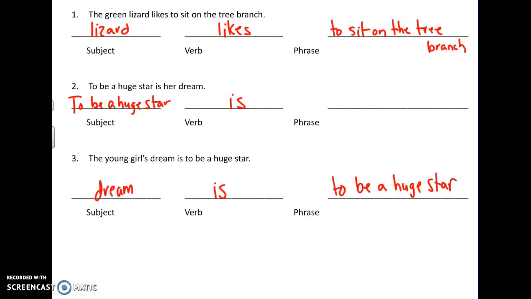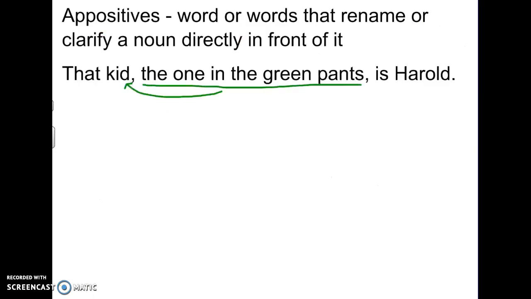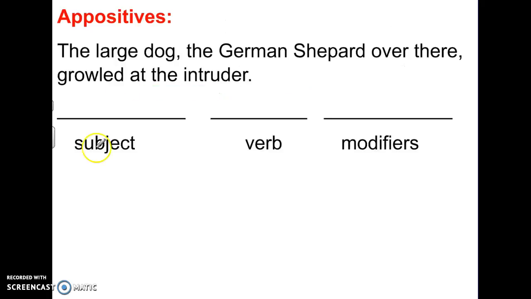And the last part, appositives. Appositives are words that rename or clarify the noun right in front of it. You can look at your chart to see the examples. So the one in the green plants is clarifying the word kid. Go ahead and do this practice.